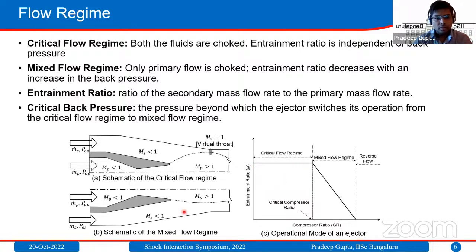On the other hand, for the mixed flow mode operation, the primary flow is choked only at the nozzle throat, while the secondary flow remains unchoked. So increasing the back pressure or compression ratio results in a decrement in the secondary mass flow rate, or in turn the entrainment ratio, as shown here in this plot. Reverse flow occurs when the primary flow itself does not choke, and the primary flow enters the ejector and may come out from the secondary inlet. The critical back pressure is defined as the maximum pressure up to which the ejector operates in the critical mode operation.